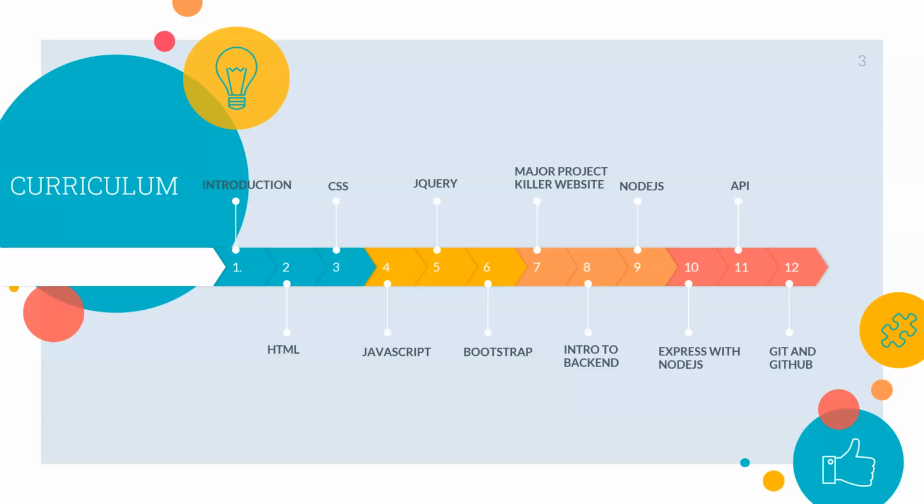Next one is API. In this API section, we will see how we can use an API in order to fetch some data from another website and use that particular data on our own website. After that, we have Git and GitHub. In this section, we will see what is version control in Git and how we can create a public repository and how we can share our source code with our friends or colleagues with the help of GitHub.